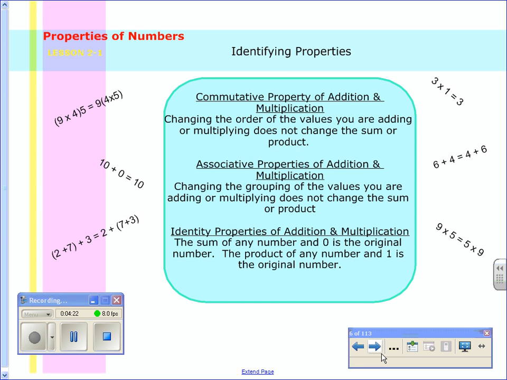There are 3 properties that you'd use. The first is the commutative property, then there's the associative, then there's the identity property. I put them together. So with the commutative property of addition or multiplication, basically you can change the order of the values you are either adding or multiplying, and it doesn't change the end result.